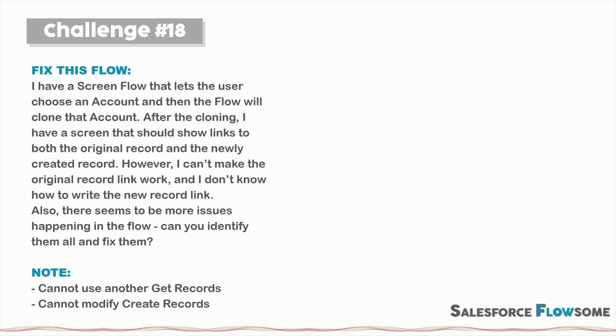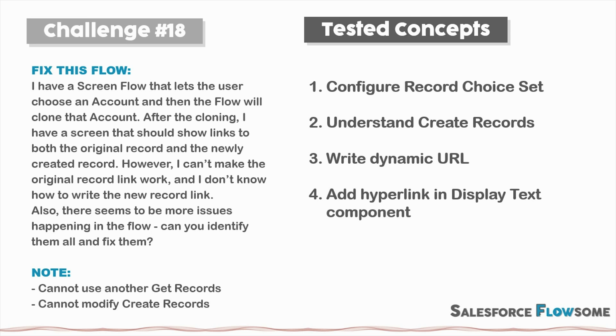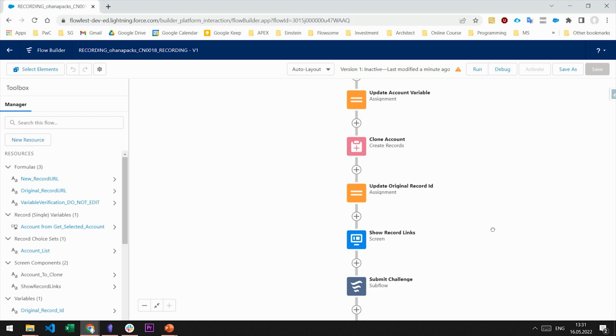There are several notes here. First is that we cannot use another get records. Second is we cannot modify the create records. The concepts that we are testing in this challenge are, first, how to configure a record choice set. Second, how the create records element works. Third, how to write a dynamic URL. And finally, how to add hyperlinks in display text component. So let's go into our flow.